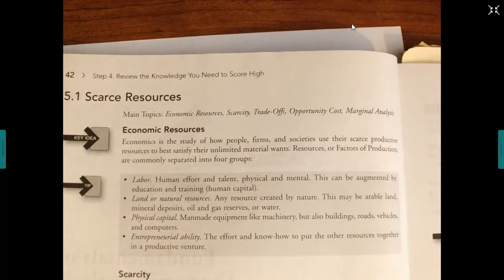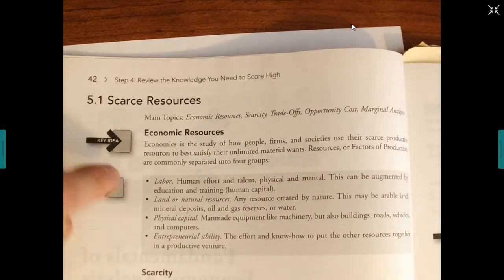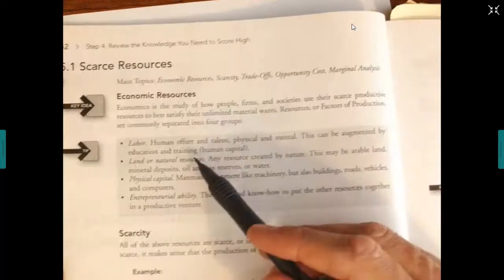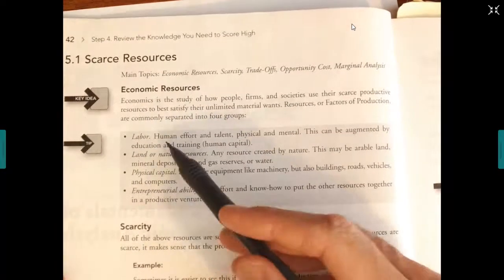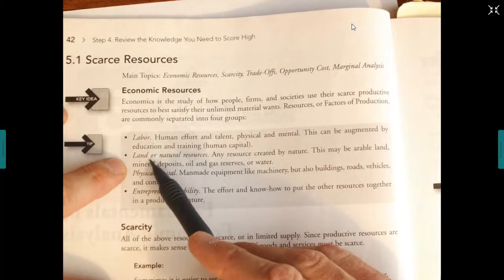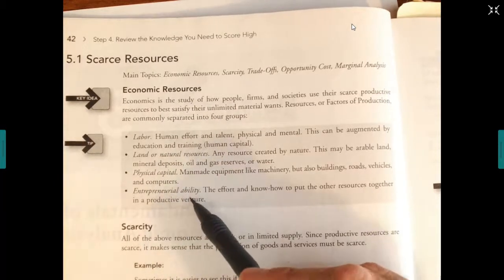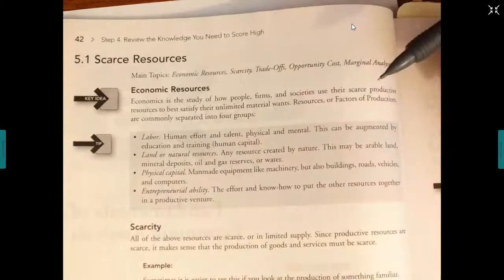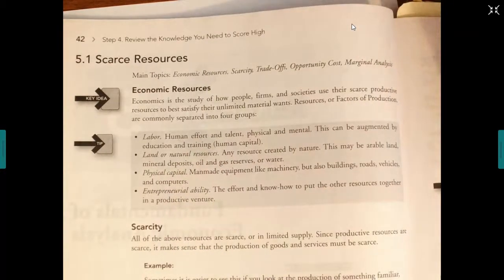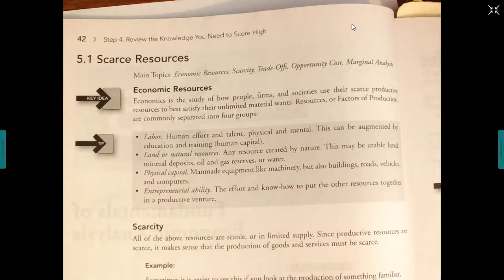So the first section that they begin to talk to you guys about here is going to be the economic resources. There are 4 economic resources, and they are also known as the factors of production. The 4 factors of production here are labor, land, capital, and entrepreneurial ability, or entrepreneurship. What they mean by economic resources is basically what you need in order to create anything in an economy. You need land, labor, capital, and entrepreneurial ability.